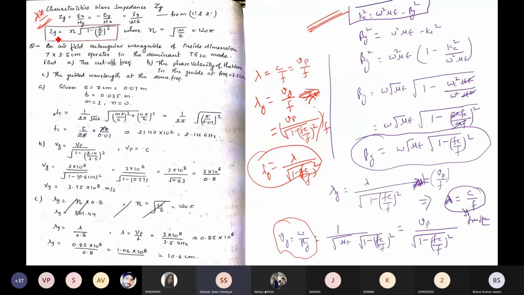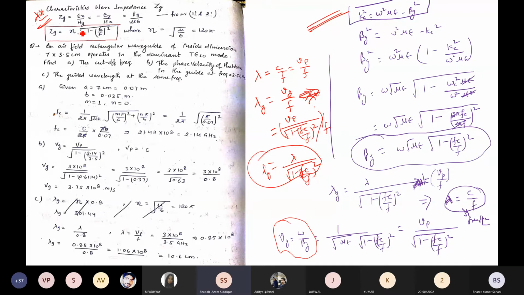There we have got that, but here we are getting Zg is equal to eta into square root of 1 minus (fc by f)^2, because here it directly depends on electric field and magnetic field. And we know electric field and magnetic field change for transverse electric as well as transverse magnetic. We can find the Zg from that sixth equation, Ex upon Hy. What is Ex upon Hy? Beta g upon mu epsilon. From that equation we can take beta g from here, and we can substitute it in this equation.